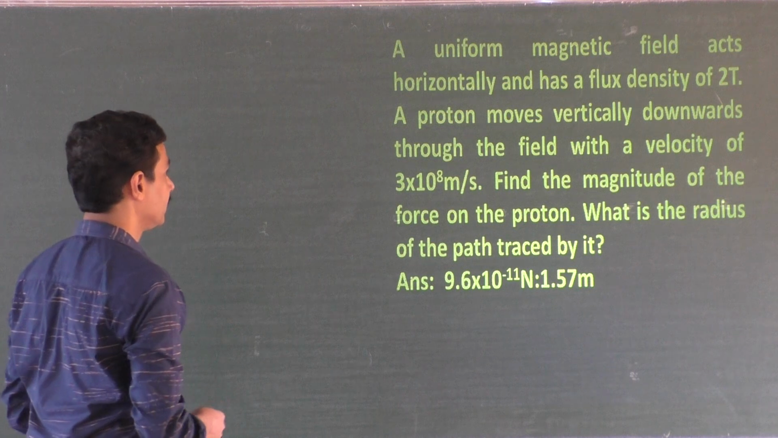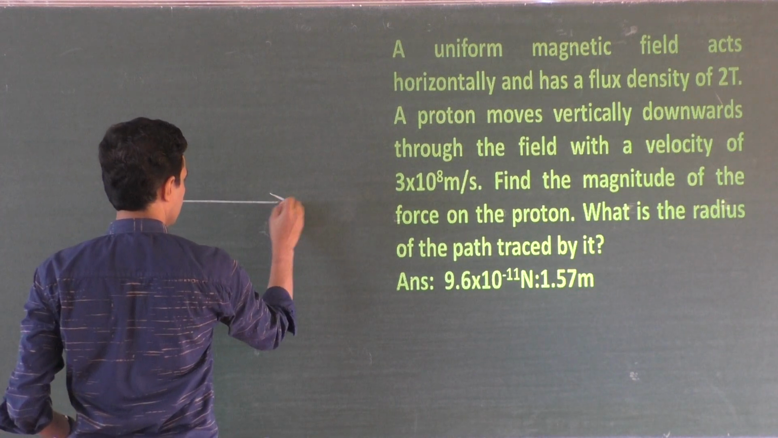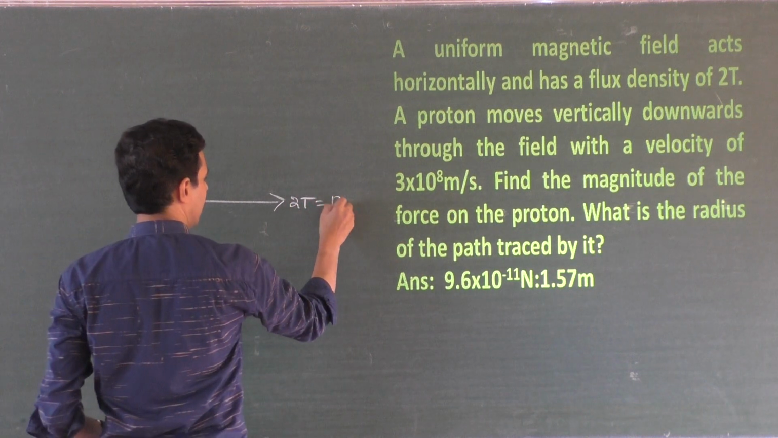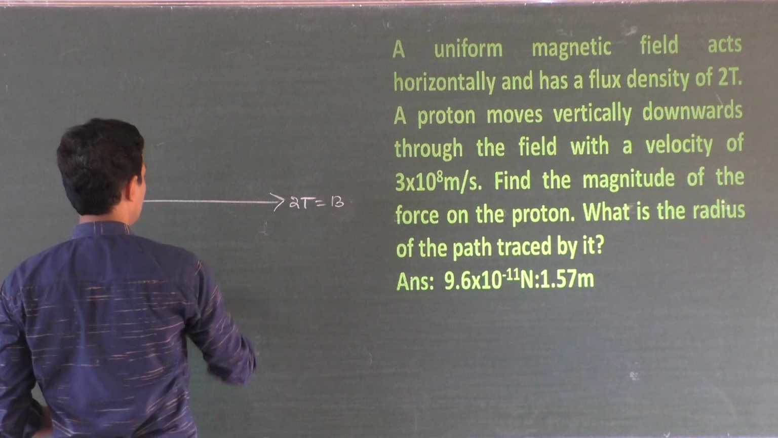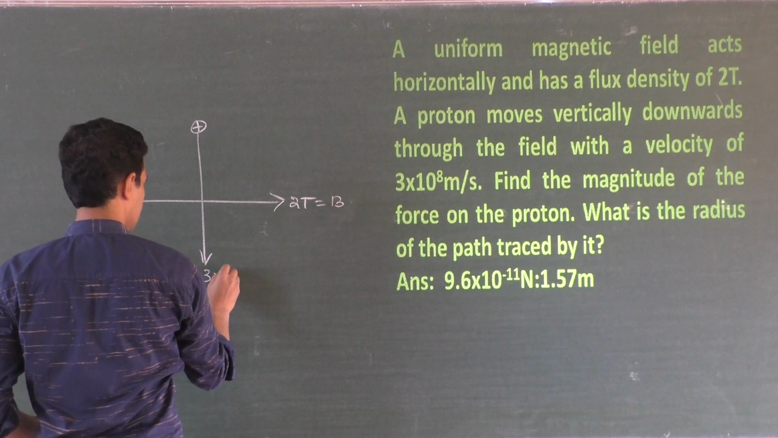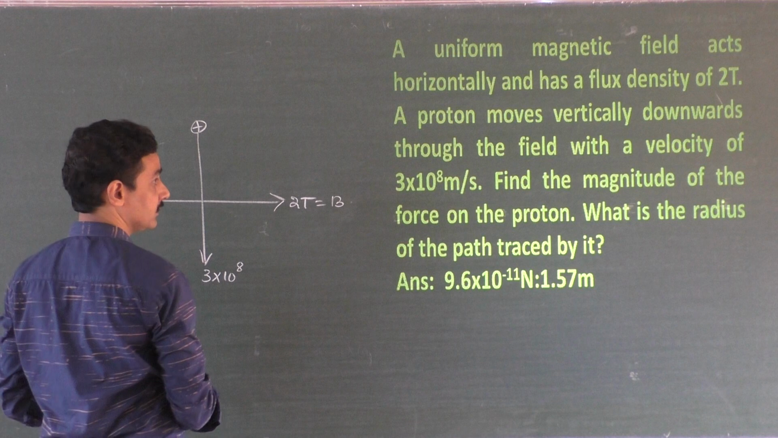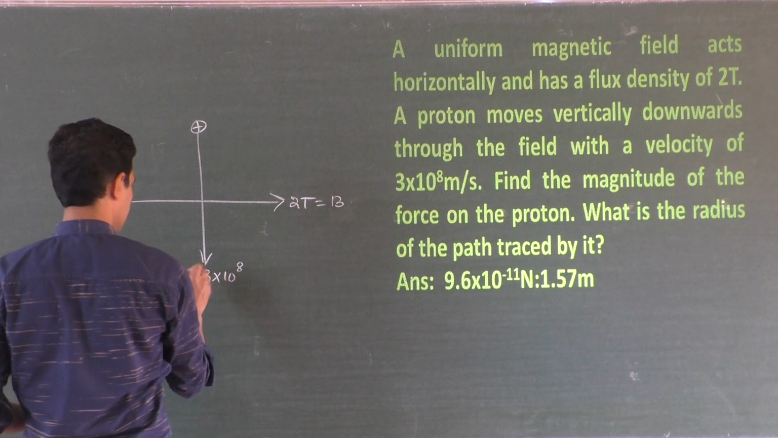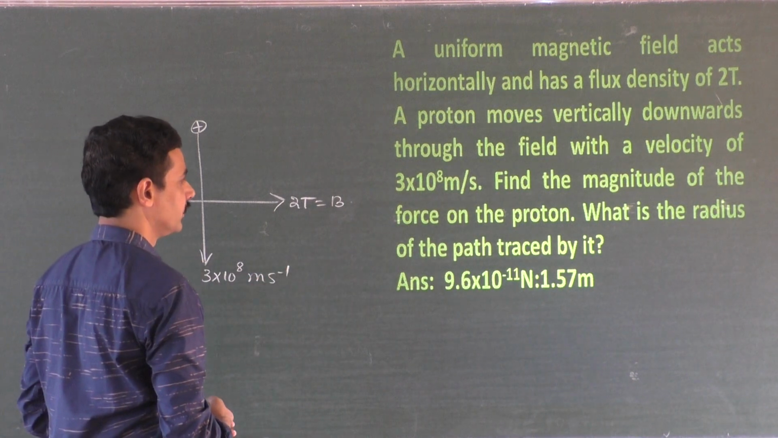Now, a uniform magnetic field acts horizontally and has a flux density of 2 Tesla. Okay, so this is 2 Tesla, acts horizontally, that is B. And a proton moves vertically downwards through the field with a velocity of 3 into 10 to the power 8. Proton moves vertically downwards with a velocity of 3 into 10 to the power 8. Very high speed it is. The problem is very ideal, right? So this is the speed of light. And find the magnitude of the force on the proton.